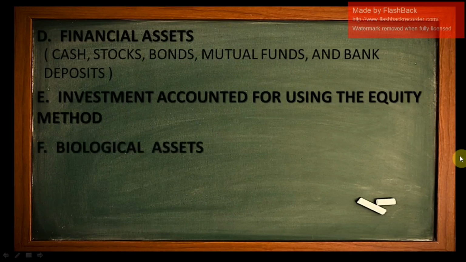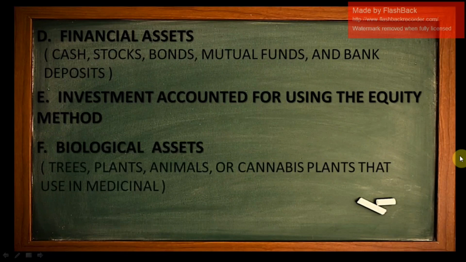Then the next one is biological asset. Ang biological asset is an asset that are living and measured at fair value minus selling cost. Fair value is the actual value or price. Kagaya na lamang ng trees, plants, animals, or cannabis plants na ginagamit for medicinal purposes. Lahat ng pagmamay-ari ng company na biological assets, kagaya na lamang na nasabi, is needed ilagay or isama sa financial statement position. Then, next one is inventories.